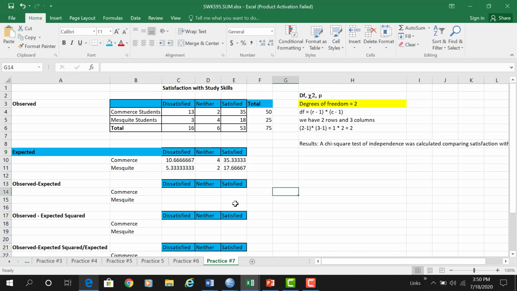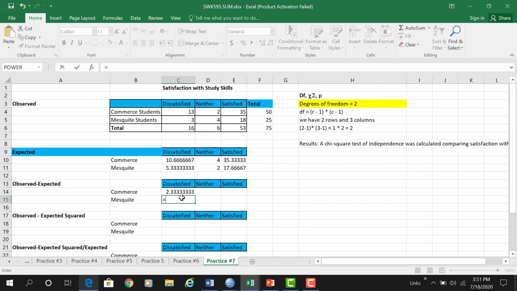All right, so those are our expected values. Now that we have our expected, our next step is to subtract the expected from the observed for each of the campuses. So we're going to start here. Equals observed, so it will be 13 minus expected.